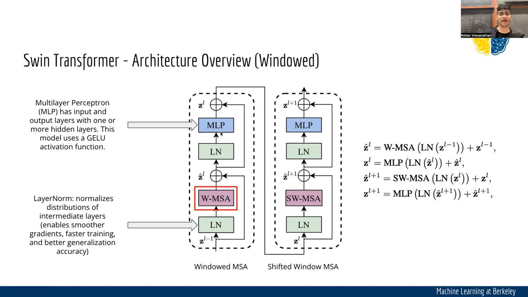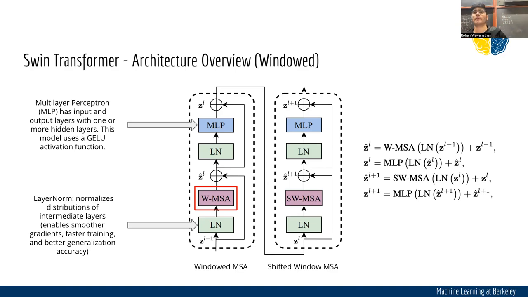Before passing into our MLP, we pass the output of our windowed MSA into our layer norm, which normalizes the distributions of intermediate layers. This enables smoother gradients, faster training, and better generalization accuracy. To put this into perspective, say you have a really complicated three-dimensional surface that you're trying to minimize on. It's a pretty bumpy surface, with a bunch of bumps here and there. What layer norm does is essentially apply a smoothing operation, so that when you're calculating your gradient, the process is a lot smoother. So it's smoothing out your gradient surface.